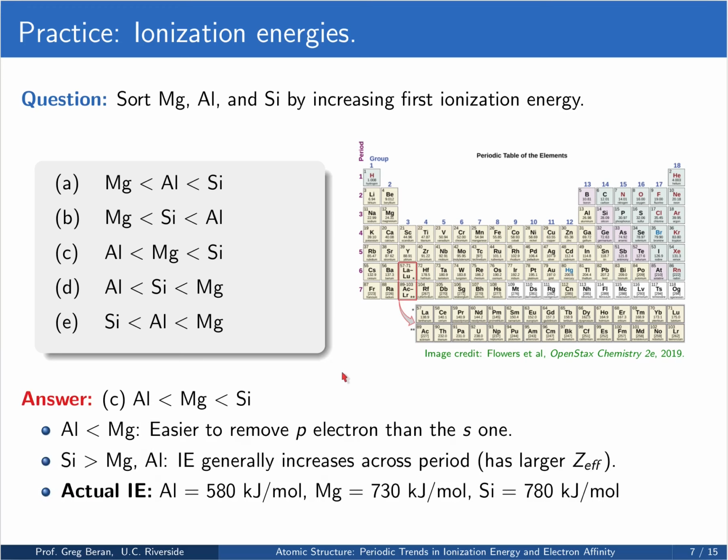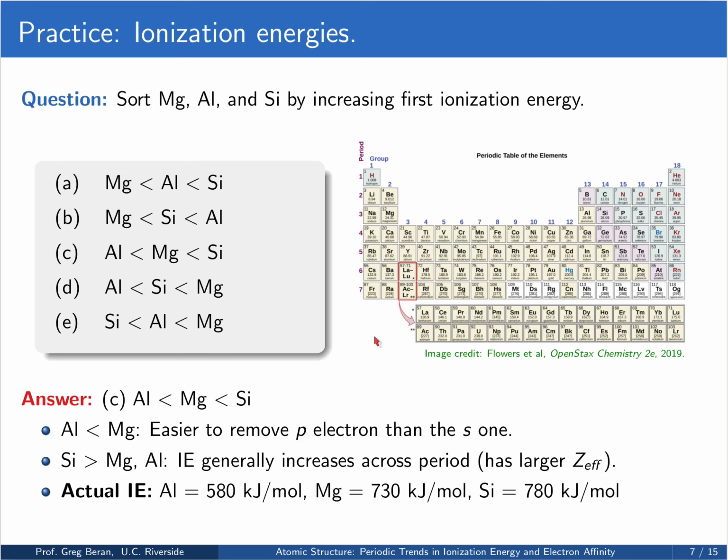Okay, so the answer here is C. Aluminum has the smallest ionization energy, followed by magnesium, followed by silicon. For aluminum versus magnesium, once again, it's easier to remove the electron from the p orbital than the s one when we've gone from just 2 to 3 electrons. That's exactly analogous to what we discussed for beryllium and boron on the previous slide.